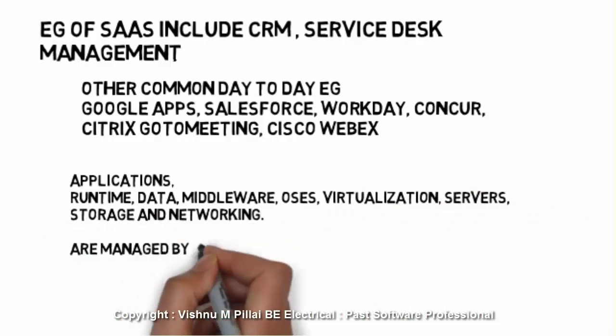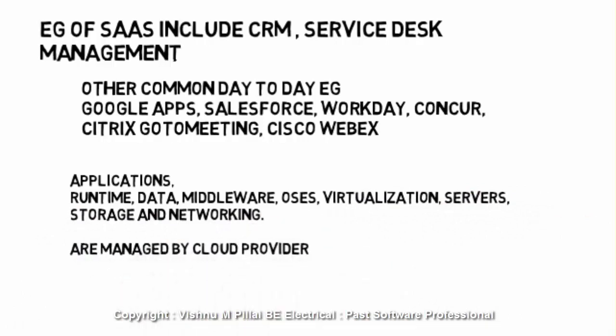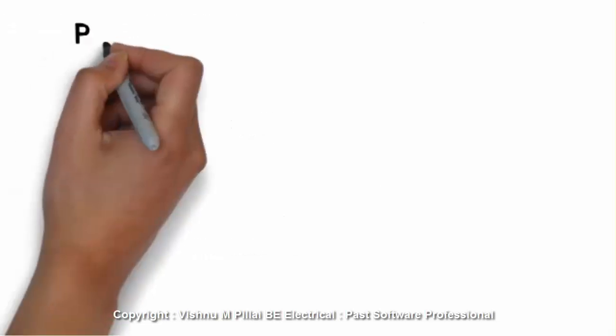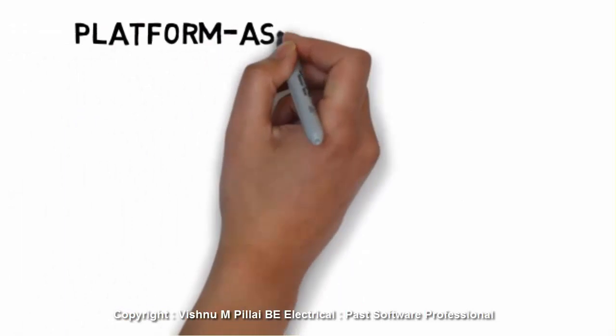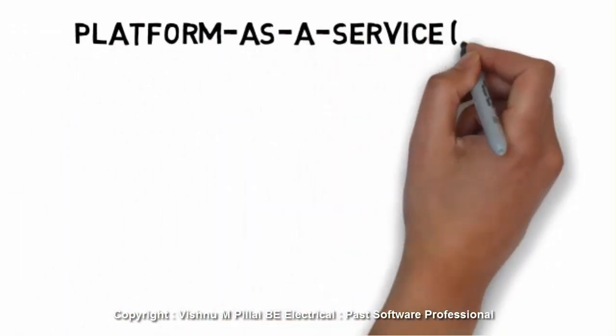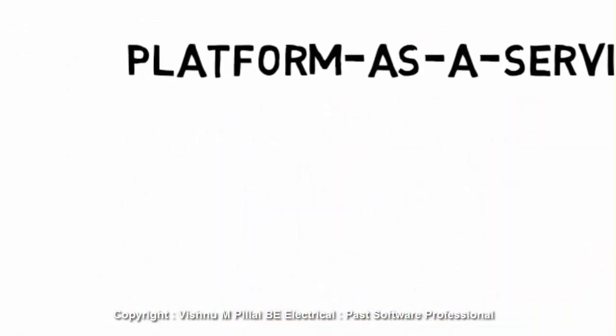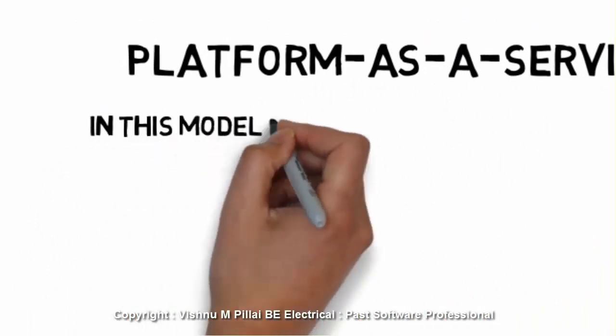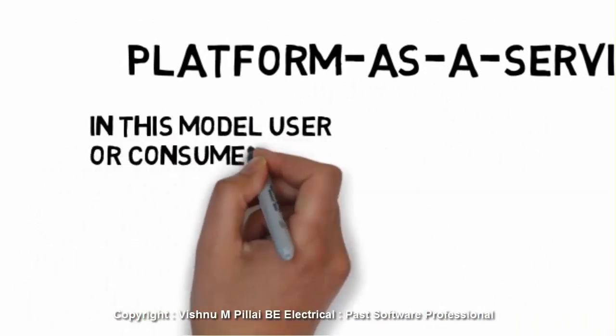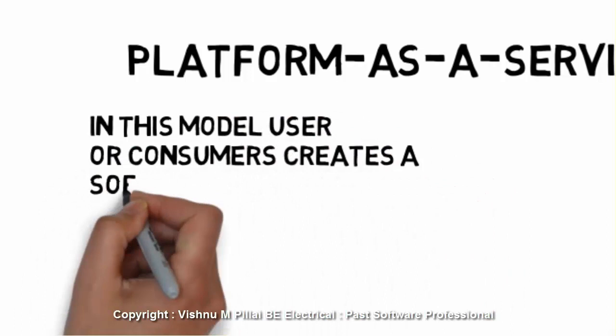The runtime, data, middleware, operating system, virtual server, storage, and networking, everything is managed by the cloud provider. You create an application and you can deploy that as it is with minimum configuration changes to the cloud, and you can access those applications. Again, you run it and the communication happens and the processing happens in the cloud. That's an example of software as a service.